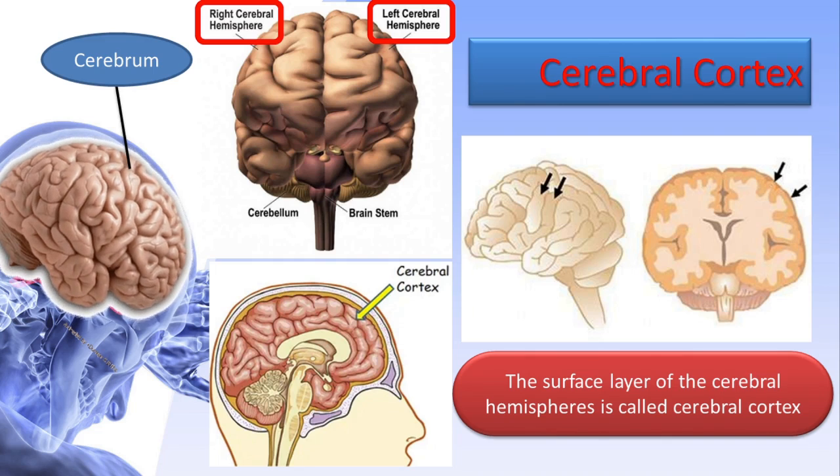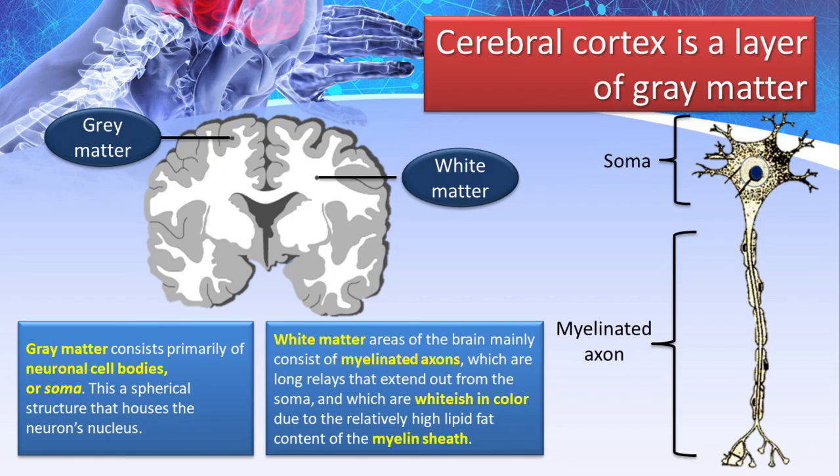The surface layer of the cerebral hemispheres is called the cerebral cortex. The cerebral cortex is a layer of grey matter. Here you can see the structure of a neuron. The neuron is the basic structural and functional unit of the nervous system. The nervous system, which includes the brain and the spinal cord, is made up of millions of cells called neurons.